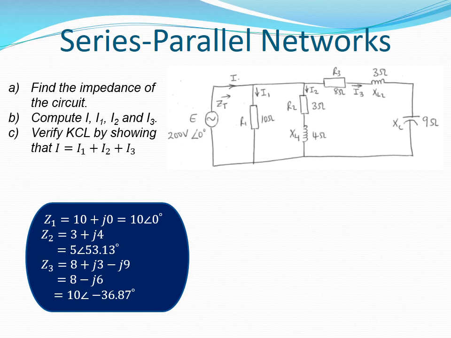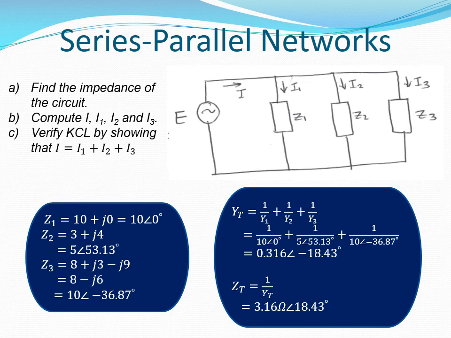The third branch consists of the resistance R3, the inductance XL2, and the capacitance XC. Its impedance, denoted as Z3, is equal to 8 minus j6, which is equal to 10 ohms at minus 36.87 degrees.